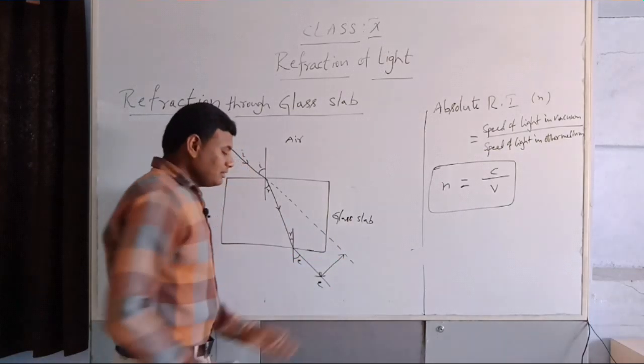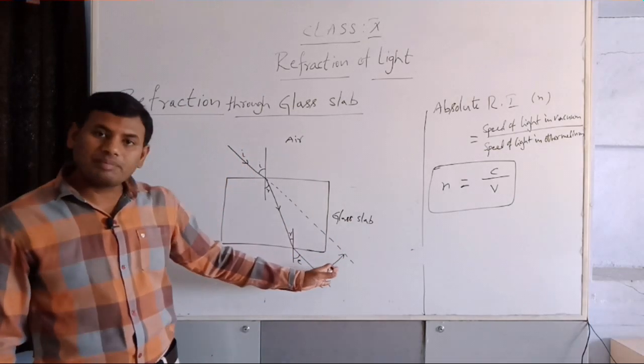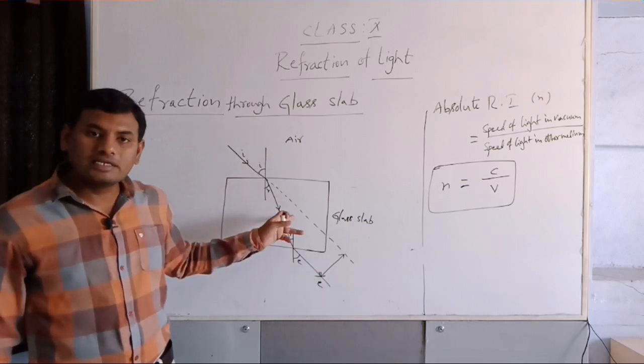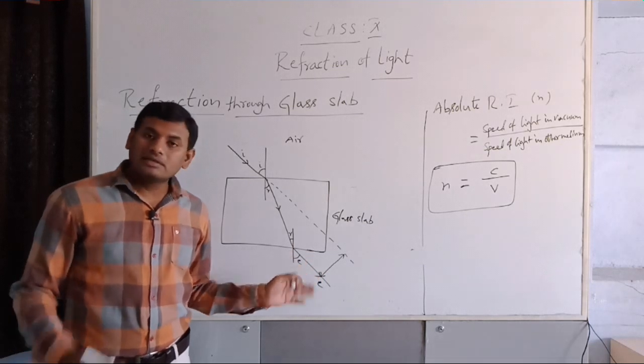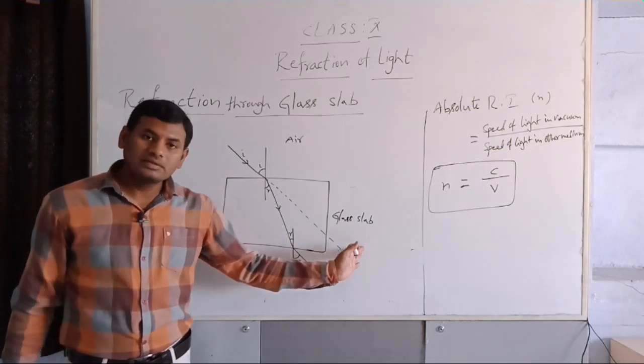So why is there a change in the path of light? Because there is a change in medium. As there is a change in medium, the speed of light is changing, and with the change in speed of light, the path of light is also changing.